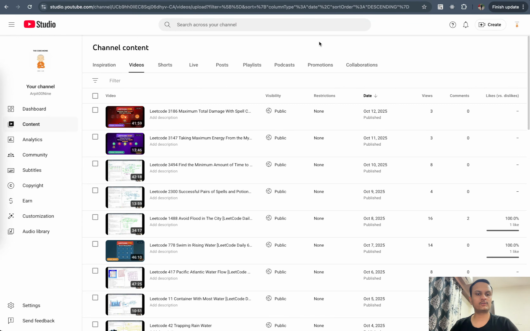So today we will be solving the LeetCode daily challenge of October 12, day 12. And today's question is Find Sum of Array Product of Magical Sequences. Okay, let's directly jump in. It's a hard question, I think.